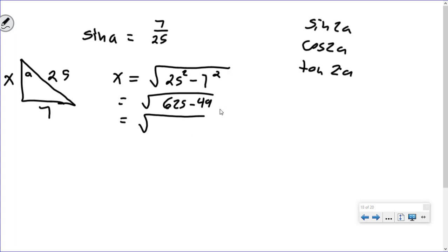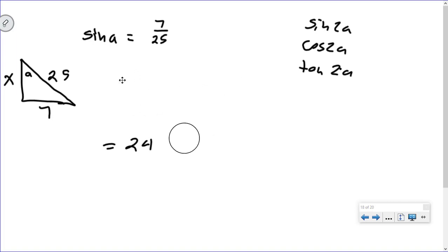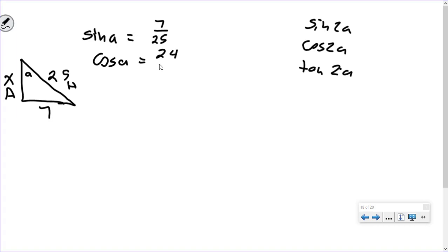Which is the square root of 576. And then if you did square root of 576, what you find is that the missing side length is 24. So now that we know that the missing side length is 24, now we can say that the cosine of A, which is adjacent over hypotenuse, is going to be 24 over 25. So far, so good? Yeah.